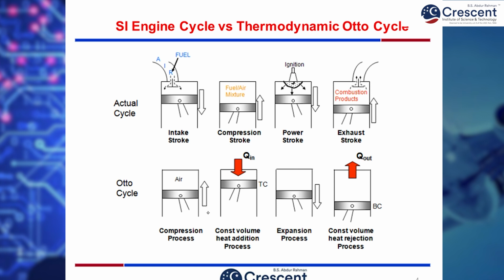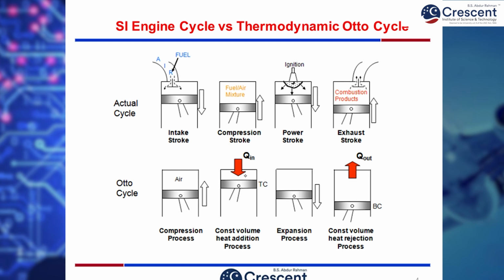Say process 1 to 2 is that when the piston is moving from bottom dead center to top dead center, the compression process is carried out, and we assume this is happening as a reversible adiabatic compression. So, compression process is carried out. At the end of compression stroke, we are igniting, the combustion process is initiated.